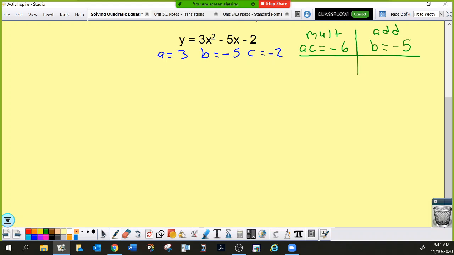Don't fall into the -2, -3 trap, please. -2 times -3 is +6. So what two numbers will multiply to -6? That means one positive, one negative. That add to -5? -6 and +1. That'll do.